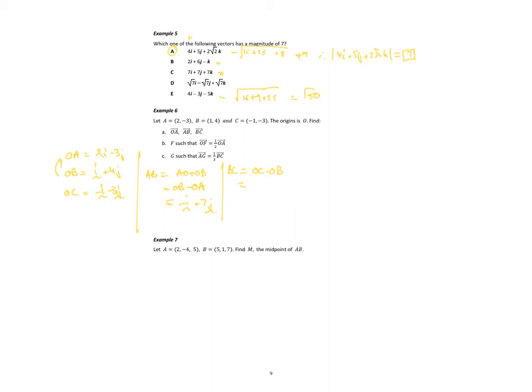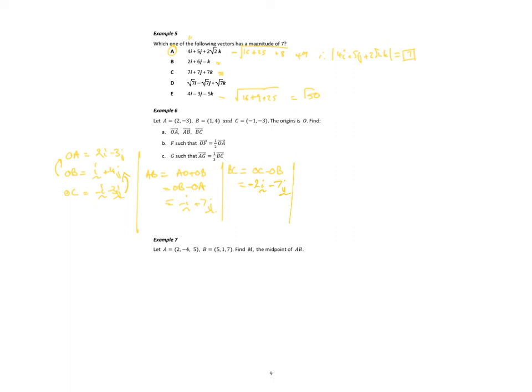Do something similar for BC, which is OC minus OB. So it's these two vectors. So minus i minus i is minus 2i. And what have we got? OC, sorry. Minus 3 minus 4 is minus 7. Minus 7j, so there's vector BC.